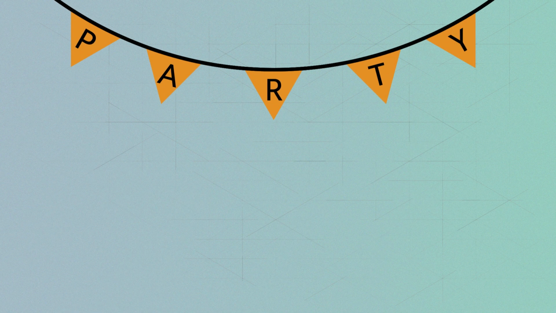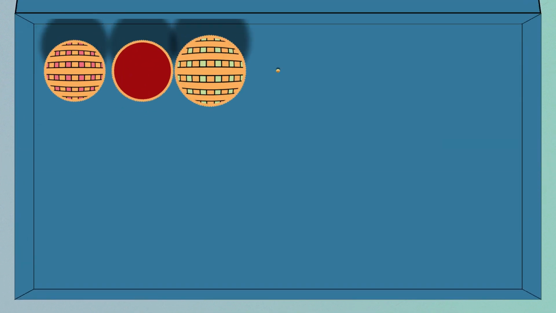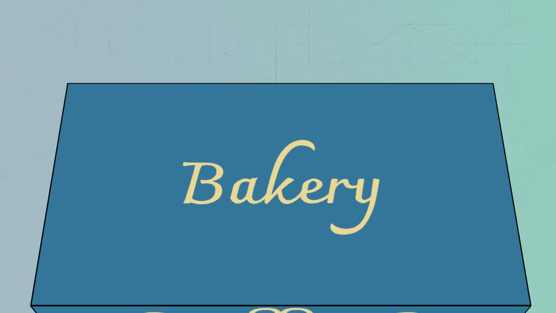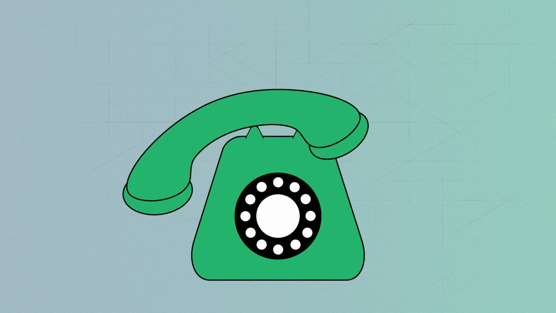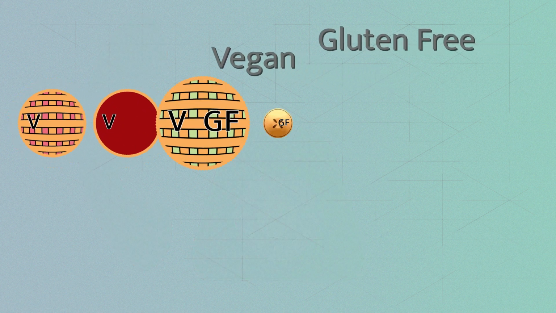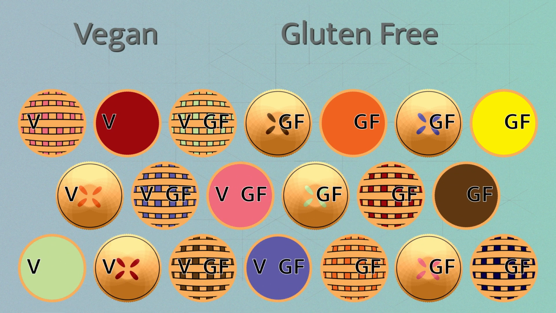You're hosting a dinner party for 100 people. For dessert, you found these adorable mini pies. You ordered one for each of your guests. The day before the party, some of your guests call to ask for vegan and gluten-free options. You did order some vegan and gluten-free mini pies, but did you order enough?